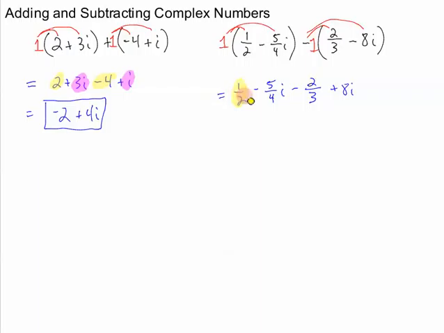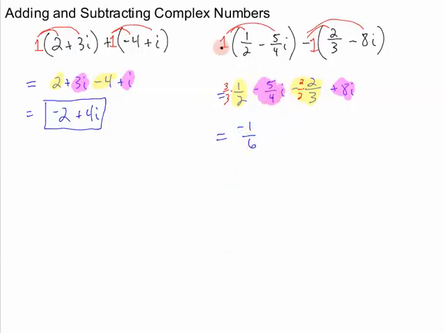So I'll highlight the like terms here, and then you can either do them by hand or use a calculator for the fractions. 1/2 minus 2/3, the common denominator is 6, so you can multiply top and bottom of this by 3 and top and bottom of this by 2. And so you'd end up with 3/6 minus 4/6, which is negative 1/6.